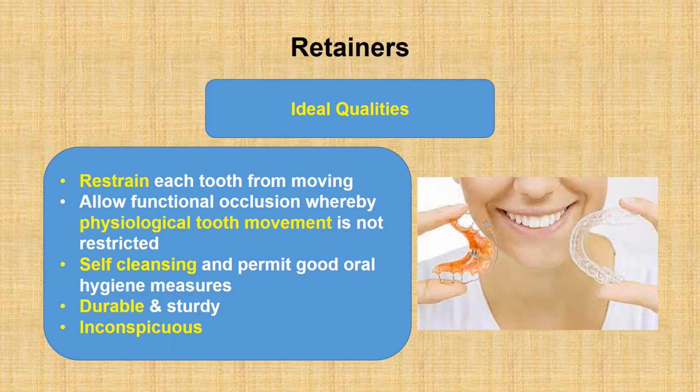Okay, retainers. Now, what are the ideal qualities of retainers? Retainers function to restrain each tooth from moving, and they allow functional occlusion whereby physiological tooth movement is not restricted. They should be self-cleansing and permit good oral hygiene measures. They should be durable and sturdy, and inconspicuous.